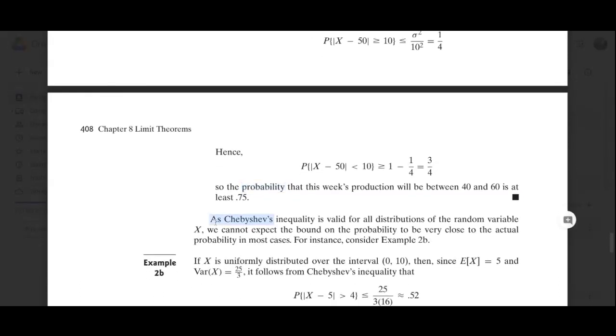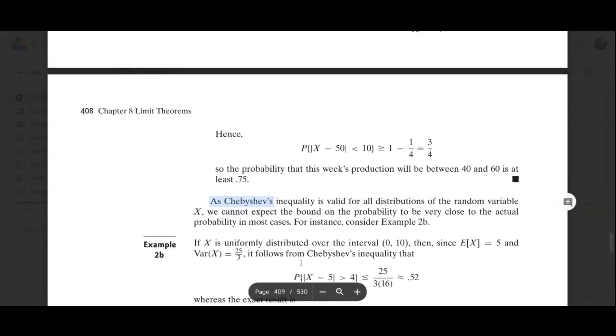As Chebyshev's inequality is valid for all distributions of a random variable X, we cannot expect the bound on probability to be very close to the actual probability in most cases. Let's see this example.